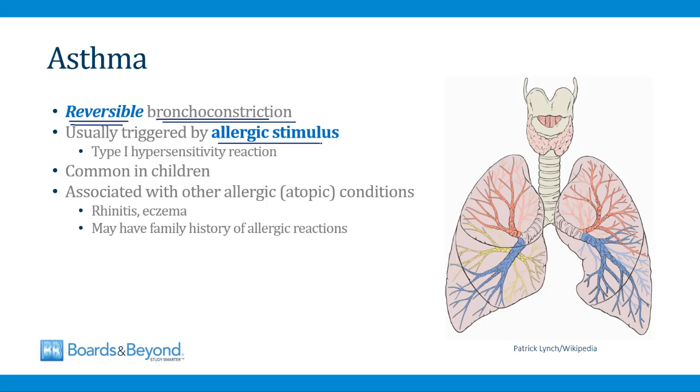Asthma is an allergic or hypersensitivity disorder. It's an example of a type 1 hypersensitivity reaction. Asthma is common in children, although it can also be seen in adults. And many patients who have asthma also have other allergic conditions, otherwise known as atopic conditions. So patients with asthma commonly also have rhinitis with runny nose and eczema with skin rashes. In addition, they often come from families where there's a family history of allergic reactions.